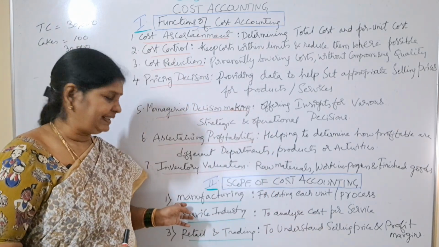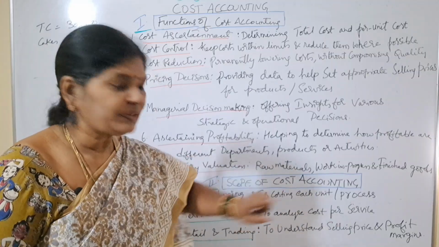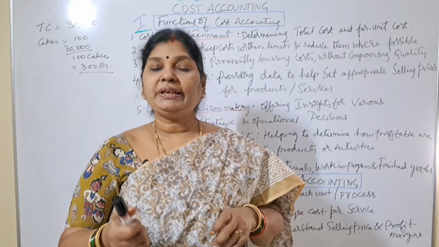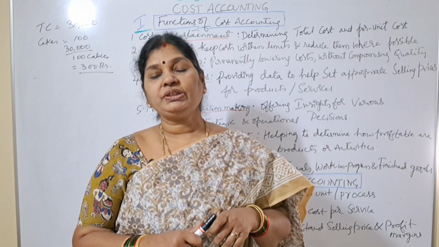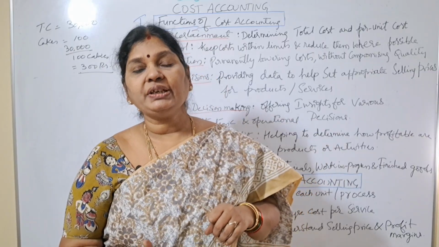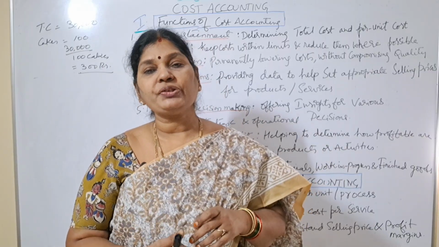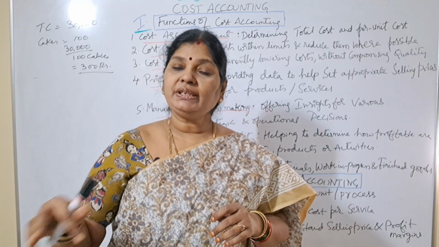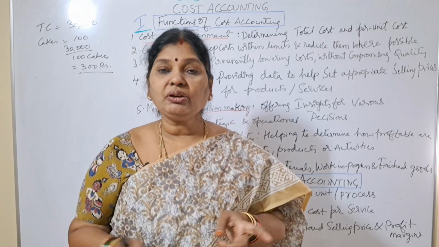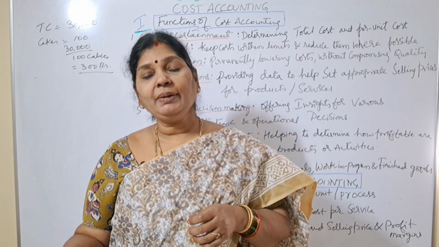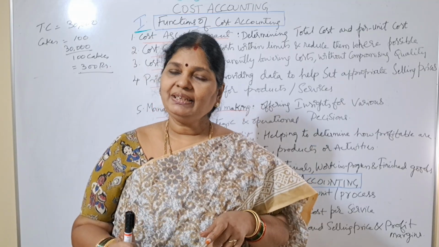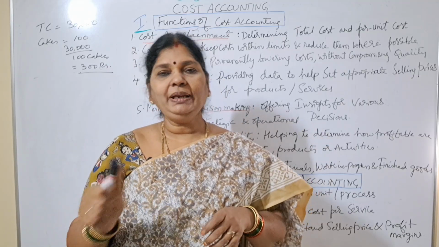Coming to the second one, service industry. In the service industry, we analyze cost per service. If you take the example of your college, how much fees is to be charged and collected from each student can be determined based on the cost of administration, teaching, labs, library, and many other facilities provided in the college. Based on that, they understand the total cost, which should be divided by the number of students joining that particular college. So the cost for each student will be determined.